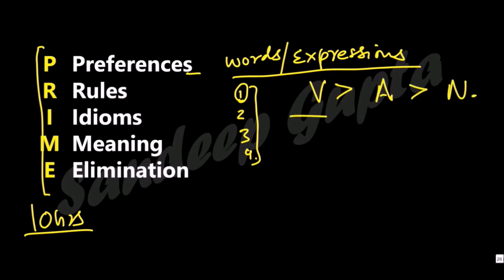This is called the VAN rule on the GMAT. That means if you can write the verb form versus the adjective form versus the noun form, the GMAT would love the verb form. This is just one of the hundreds of preferences.